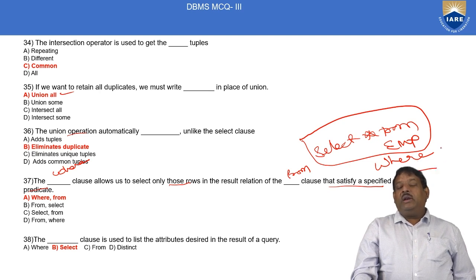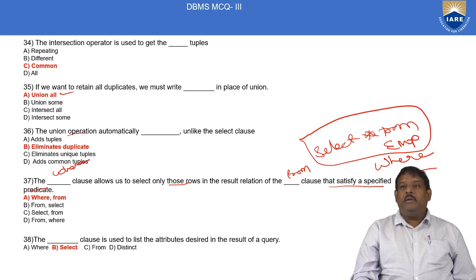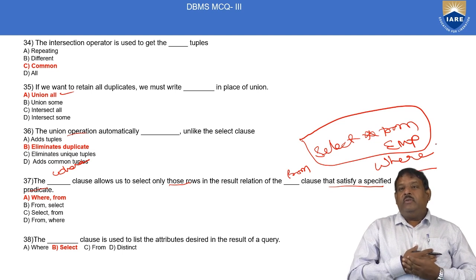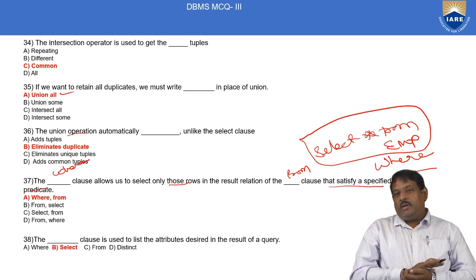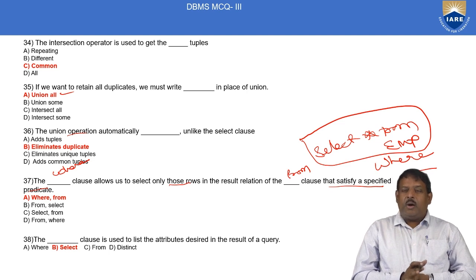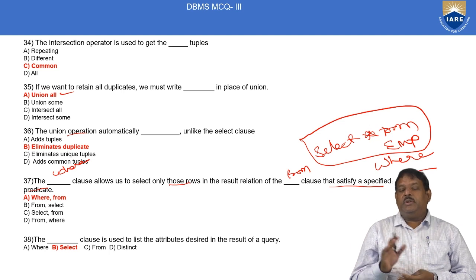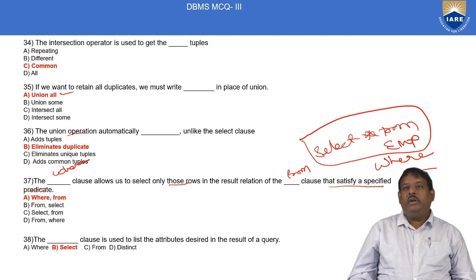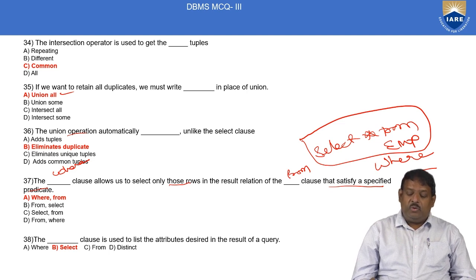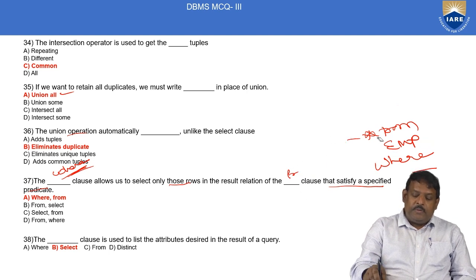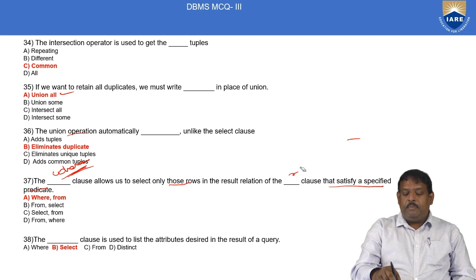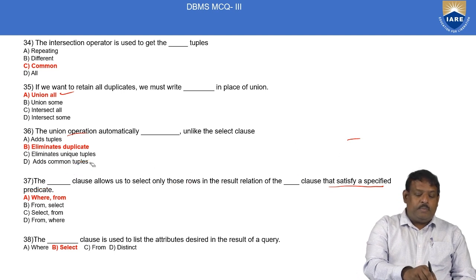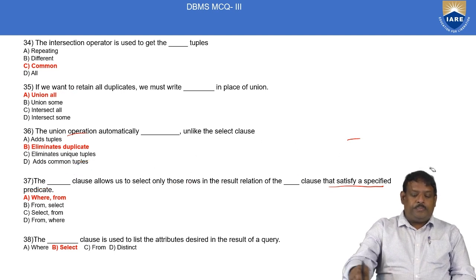The from clause is going to get the information from the table. Getting information from the table is the job of the from clause. From the from clause, you get from which table you want the data. After getting the table data, if you want to filter it, then you have to use the where clause. So the where clause is going to filter the from clause data.